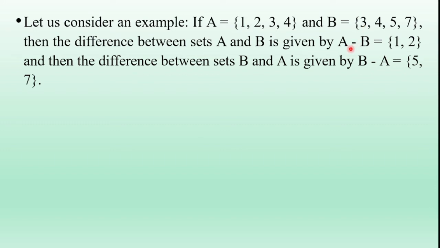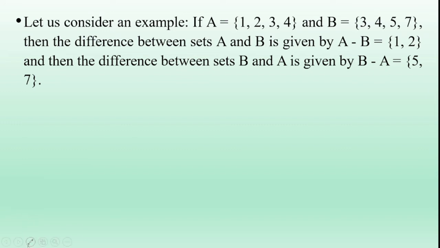Now determine A minus B, which is equal to A minus A intersection B. Subtracting 3, 4 from set A, we get A minus B is {1, 2}. And then the difference between set B and set A is, similarly, B minus A, which is equal to set B minus B intersection A. The intersection operation satisfies the commutative law, so B intersection A is equal to A intersection B.